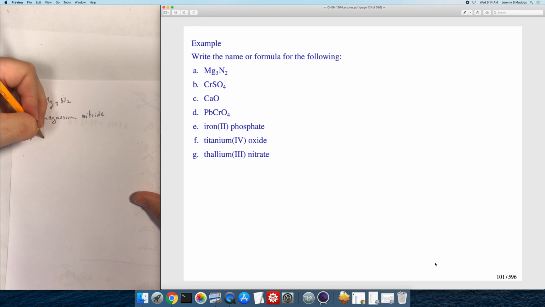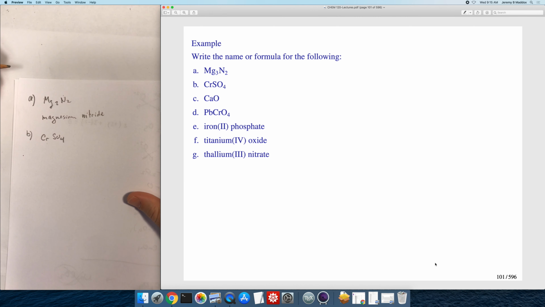For part B, we've got chromium present, and then what you want to recognize, you need to have your common ions memorized so that you will recognize this unit as the sulfate ion. And you know that the sulfate will have a -2 charge. So this is just something that you have to have memorized. You then use the charge on the sulfate, the anion, to figure out what should be the charge on the cation. And so in order for this to be a neutral compound, since sulfate is -2, you would need a +2 charge on the chromium.